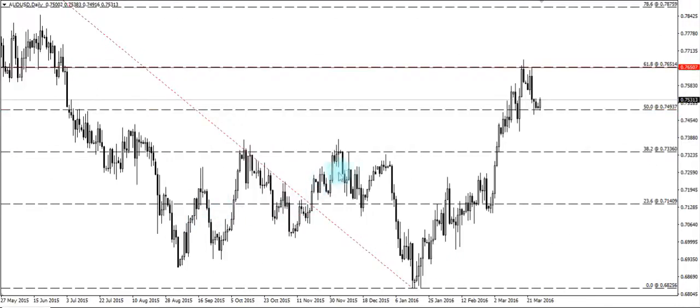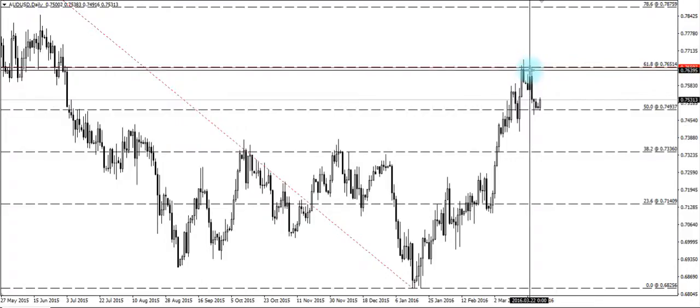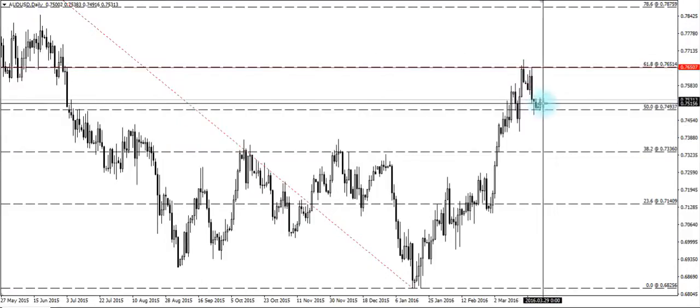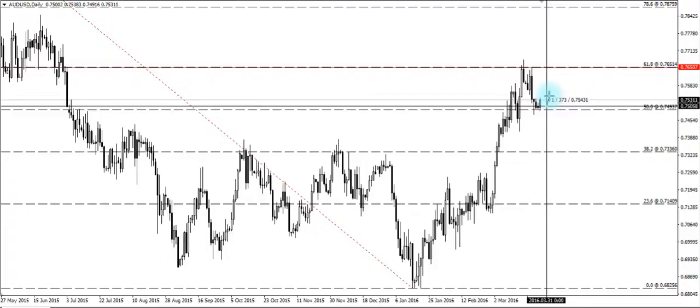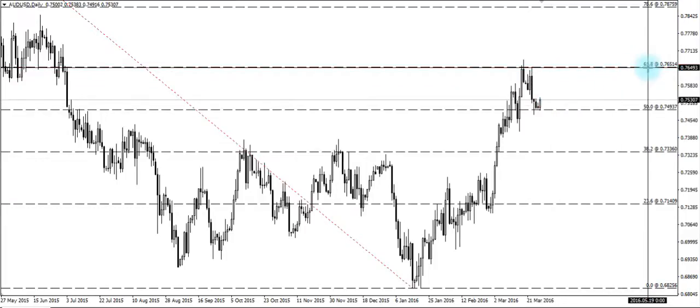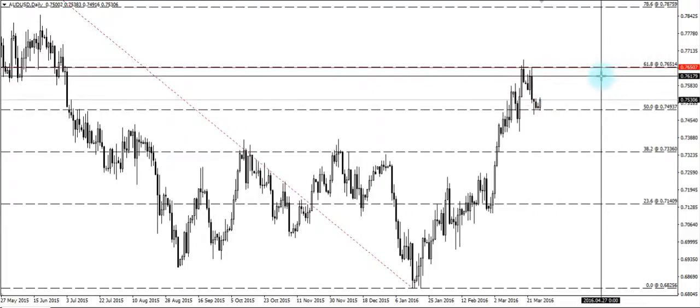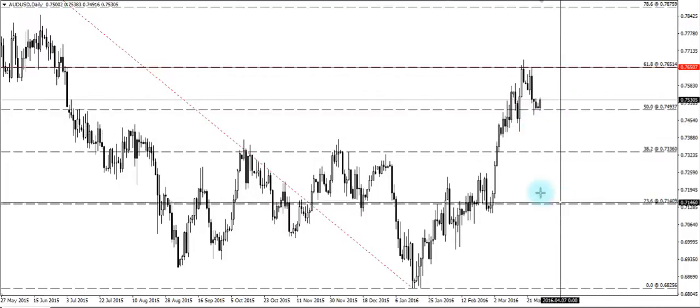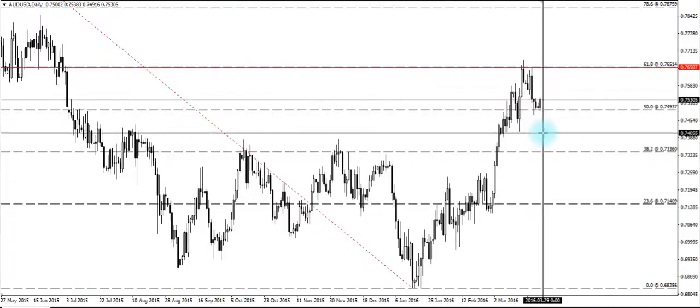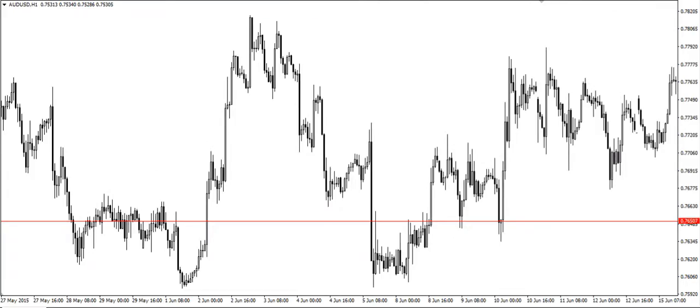On the day one chart right here, we've seen that the price has already begun to fall, and right now we are seeing that it's beginning to retrace since it fell from the key resistance level, the price of 0.7651 at the retracement level of 61.8%. Alright, so let's zoom in into the 1 hourly chart.